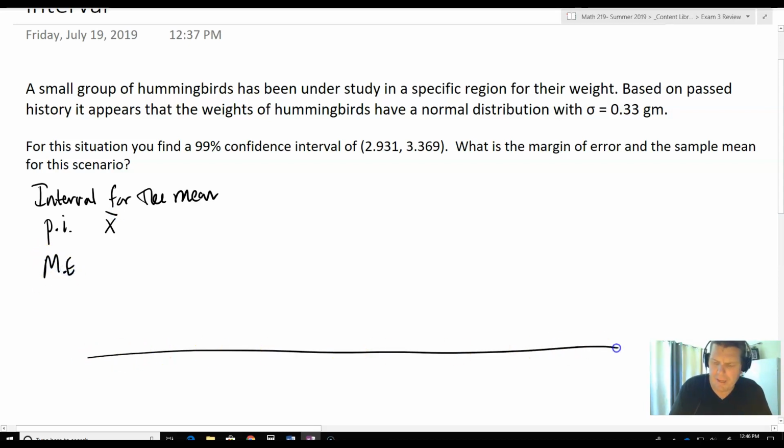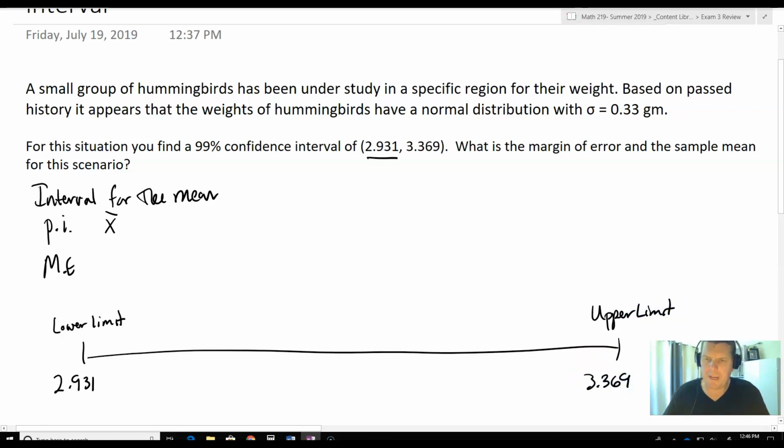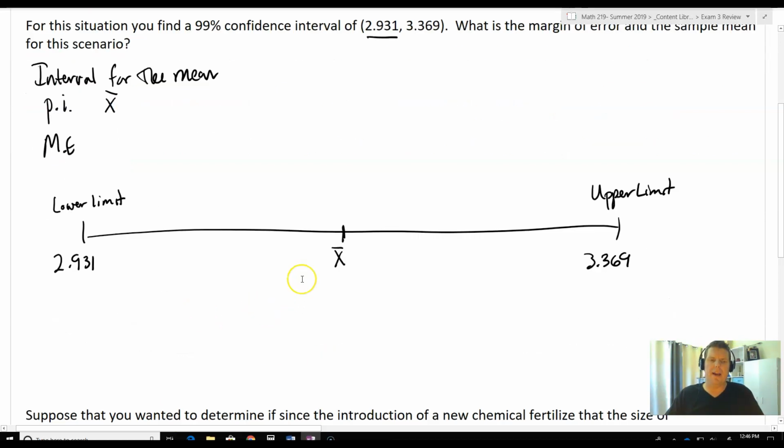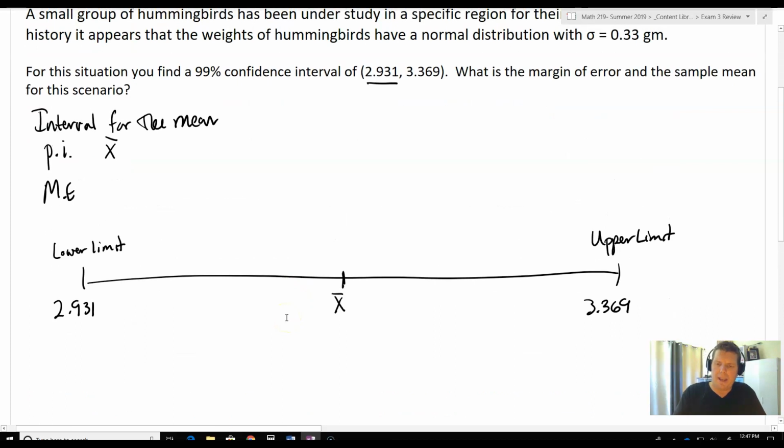Now, essentially, if I think about this, I've got my lower limit to my confidence interval, which is 2.931, sitting right here. And then I have my upper limit to my confidence interval, which is 3.369. What I know from the construction is that X bar is going to sit right in the middle of that. So how I'm going to find X bar is: X bar equals my lower limit plus my upper limit, divided by 2.